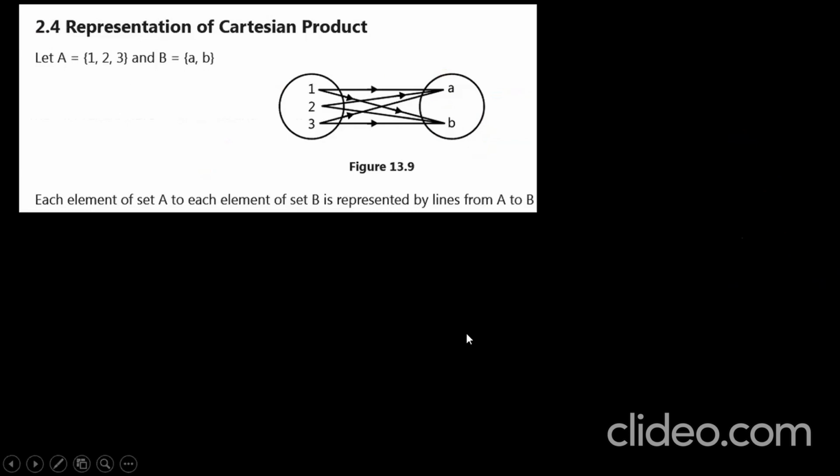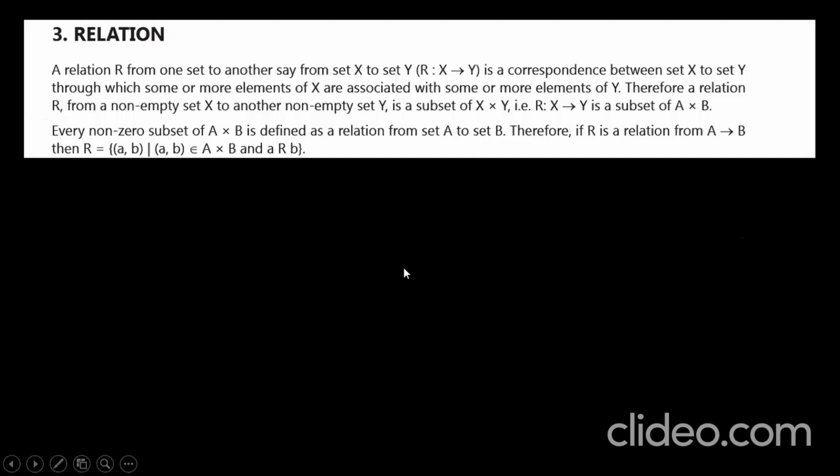Representation of the Cartesian product. How do we represent the Cartesian product? You see, A is equal to {1, 2, 3} and B is equal to {a, b}. Each element of set A to each element of set B is represented by single arrows, or lines from A to B. So that is called the representation of the Cartesian product by arrow diagram. This is about the Cartesian product, its properties and its representation.